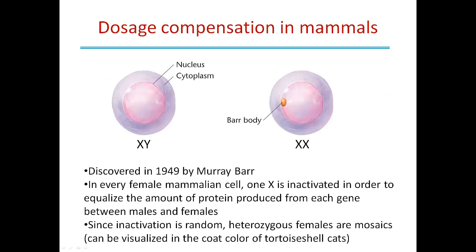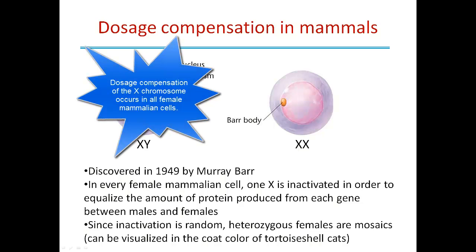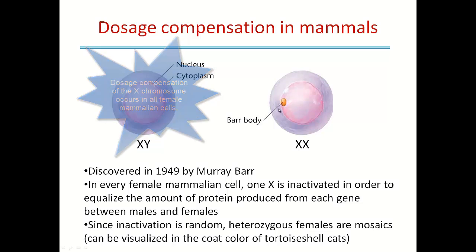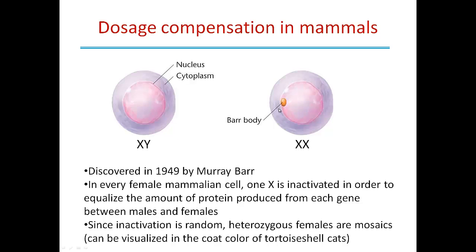One thing I'd just like to mention is something called dosage compensation in mammals. We will come back to this later in the course, but this was discovered in 1949 by Murray Barr. And what he noticed is that in female mammalian cells, there is something in the nucleus, and he called it a Barr body. It turns out that this is one of the X chromosomes that has been inactivated.